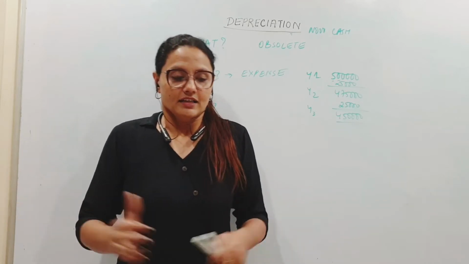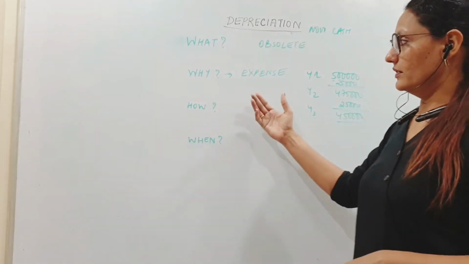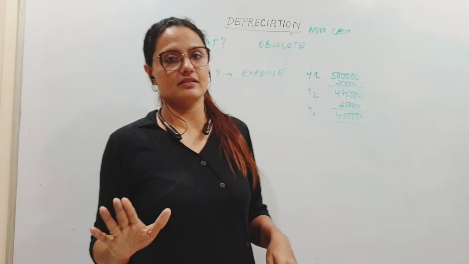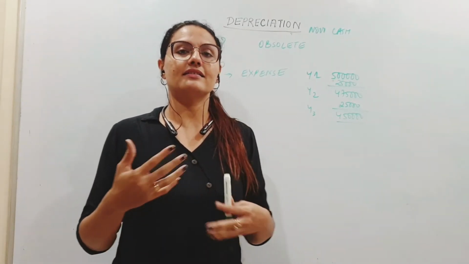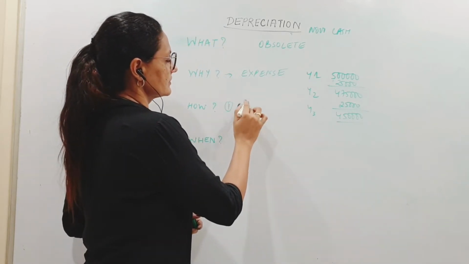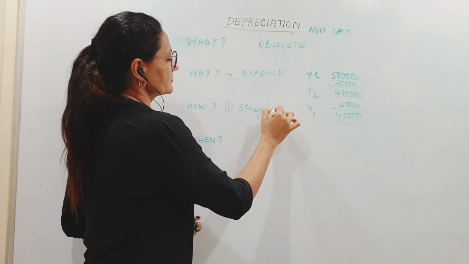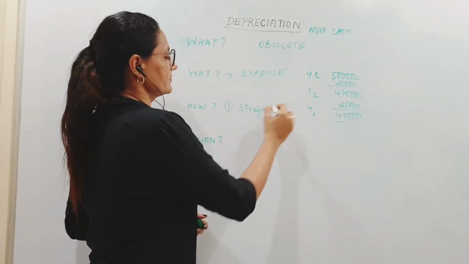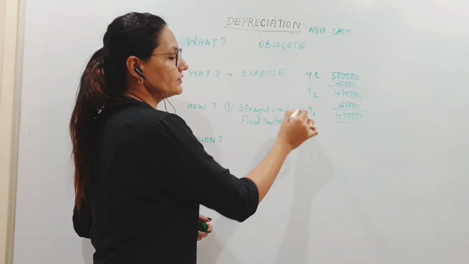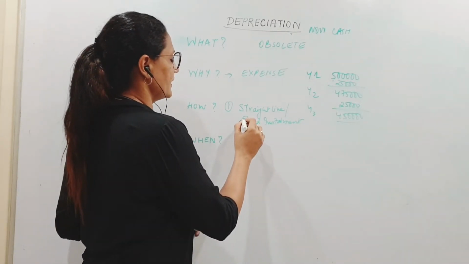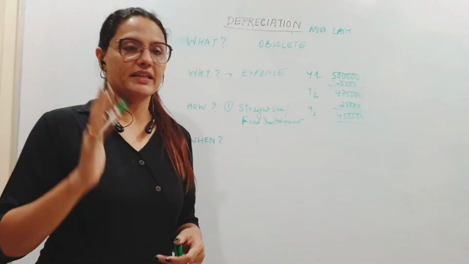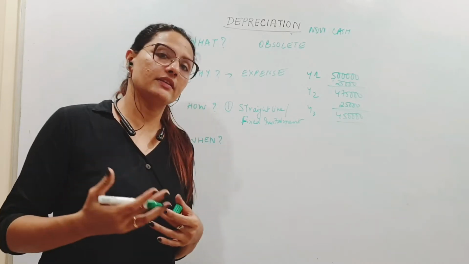Fine. So there are various reasons for charging depreciation. You have understood why. How do we charge it? There are various methods, but as per our council IEC syllabus, we have only 2 methods. One is the straight line method. It has other names too, fixed installment method or equal installment method. This is method number 1: straight line method, fixed installment, equal installment method.